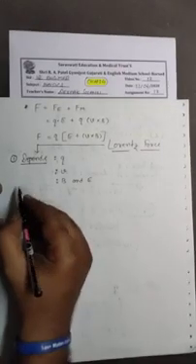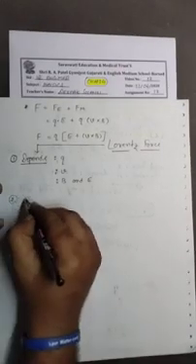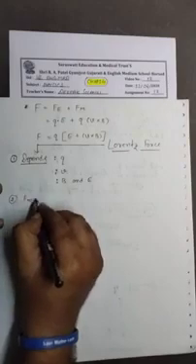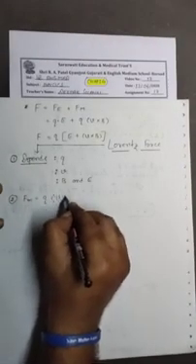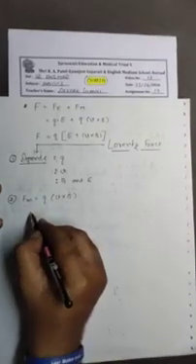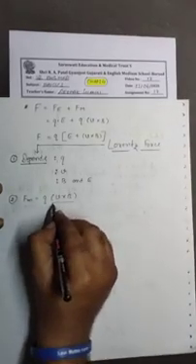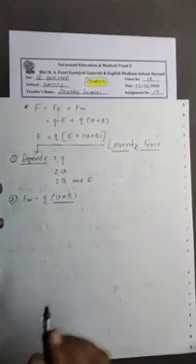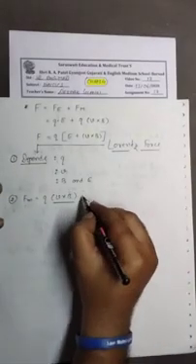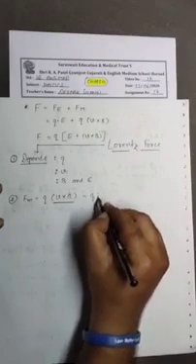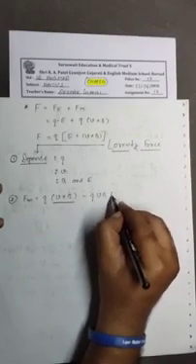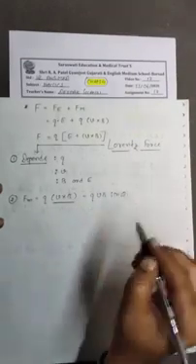Second point: this magnetic force, Fm, is equal to Q V cross B. There is a cross product between velocity and magnetic field, so you can put sine theta, that is Q V B sine theta.